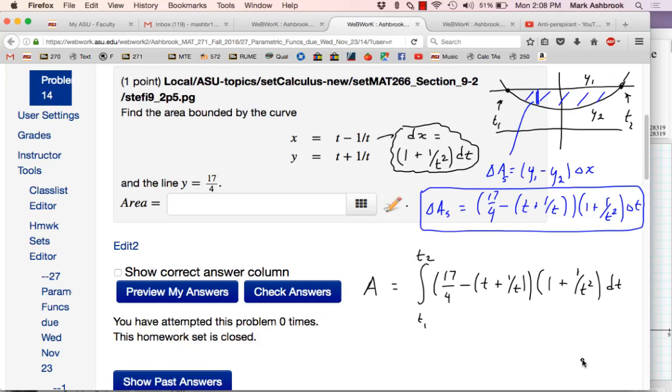So all we have left to do is get the limits of integration. How are we going to get those? We need the t values such that what is true? Yeah, the y's are the same, right? So it's the t values such that y1 equals y2. That means where does 17/4 equal t plus 1 over t? So t plus 1 over t has to equal 17/4.